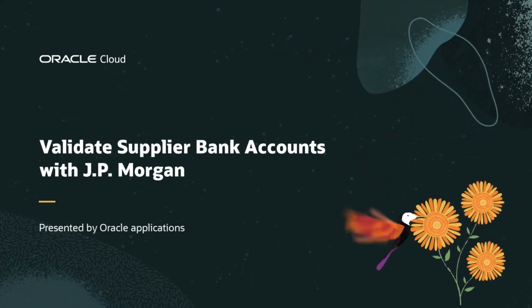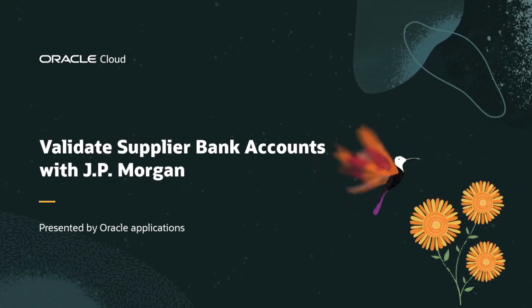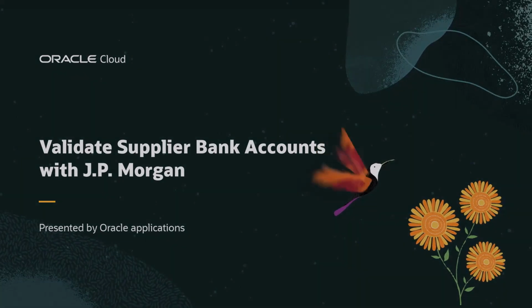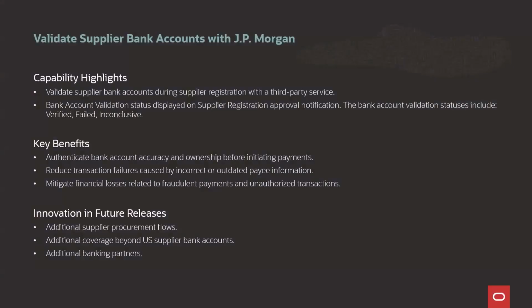In this video, we will discuss our latest turnkey offering with JP Morgan for validating supplier bank accounts within Fusion ERP. Oracle's embedded banking services now offers bank account validation during supplier registration in partnership with JP Morgan. This service helps reduce fraudulent payments and unauthorized transactions, with validation results shown in approval notifications and stored in the supplier profile. Our future releases will expand validation use cases and geographic coverage.